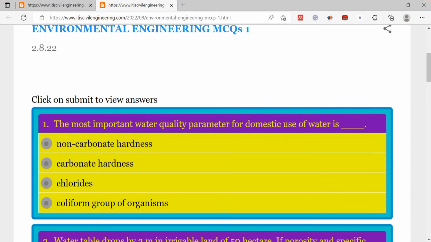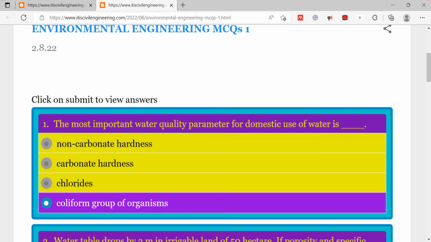So our correct answer is coliform group of organisms. That is, we have read that it should be 1 in 100, the E. coli. So the coliform group of organisms is the most important water quality parameter for the domestic use of water.